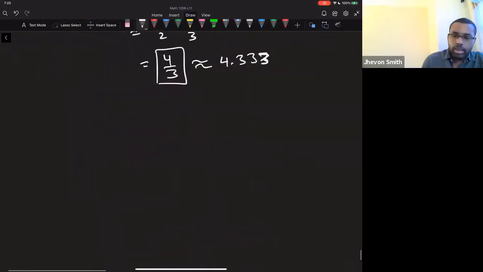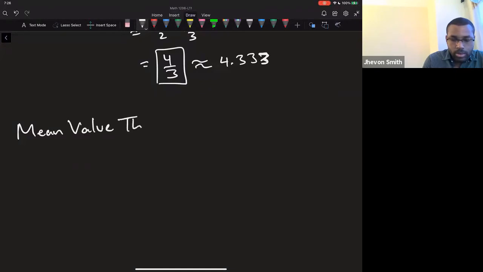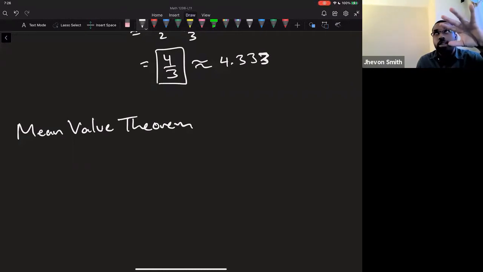Another application is the mean value theorem for integrals. So we have a mean value theorem for derivatives. It says that if you have a function that is continuous on the closed interval AB and differentiable on the open interval AB, then there must be a point in the interior between A and B such that the derivative at that point is equal to the average rate of change over the interval.